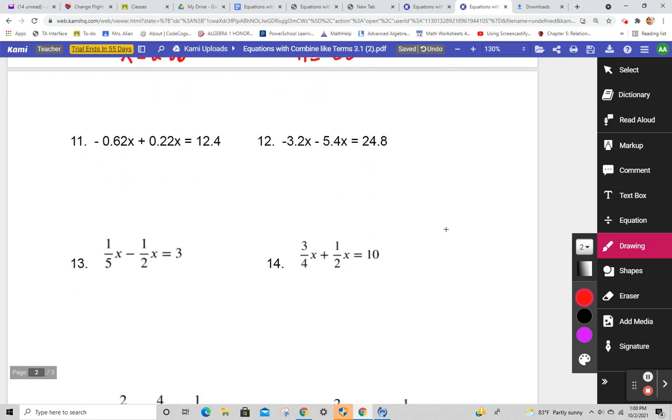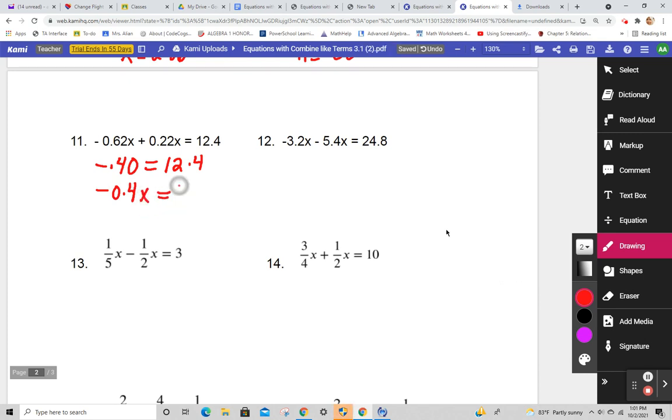All right, again, we have like terms we can combine before we can solve this equation. So negative 0.62 plus 0.22x, that'll give us negative 0.40x equals 12.4. We don't really have to write it this way. Negative 0.40 is the same thing as negative 0.4. Actually, we could even do better. We could write it this way. Negative 0.4. Okay, that means the same thing as this, 0.40.